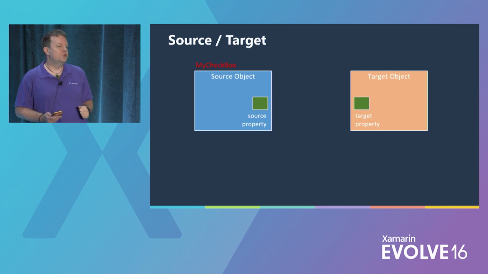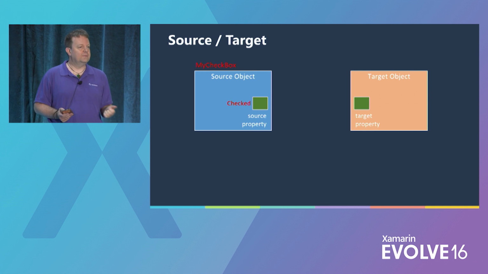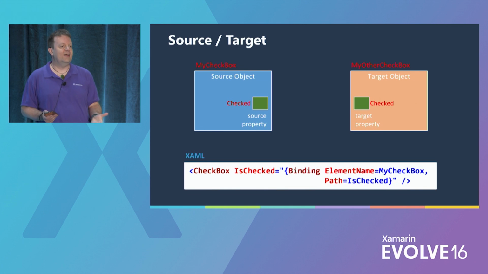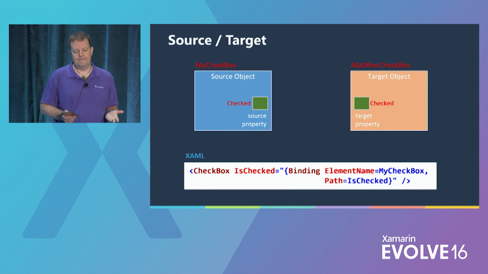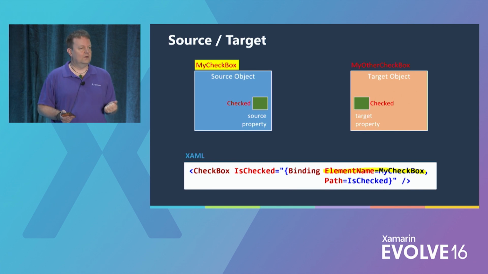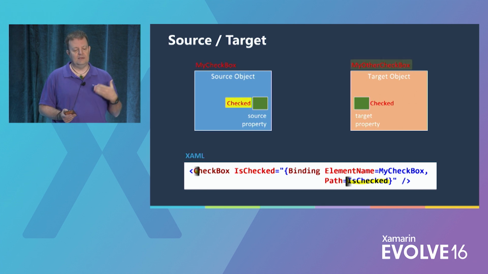So, for example, if you have a checkbox as a source and the checked property, and then another checkbox and the checked property, that's how you would write things in XAML, okay? So you have the source object here, you have the source property, which are inside the binding, and then you have the target object and the target property to which the binding applies.